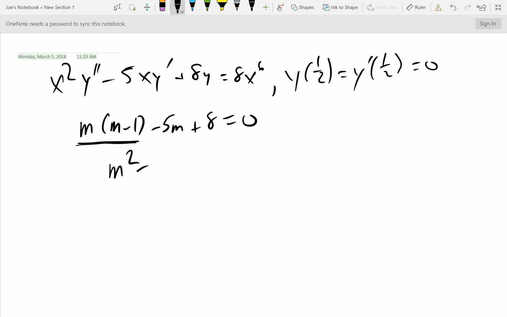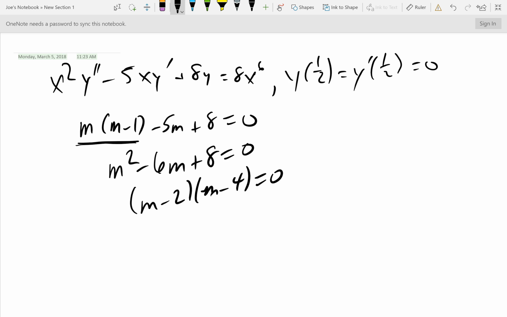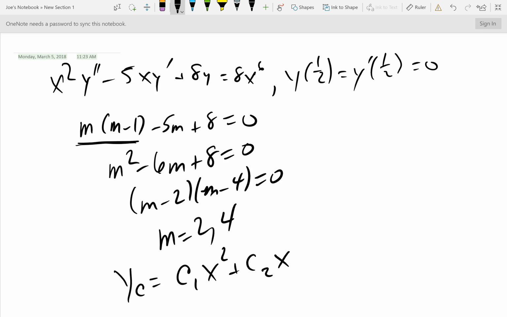This simplifies to m squared minus 6m plus 8 equals 0. That factors nicely: m minus 2, m minus 4. So we get solutions of 2 and 4. These are distinct solutions, so our complementary solution will be c1 x squared plus c2 x to the fourth.